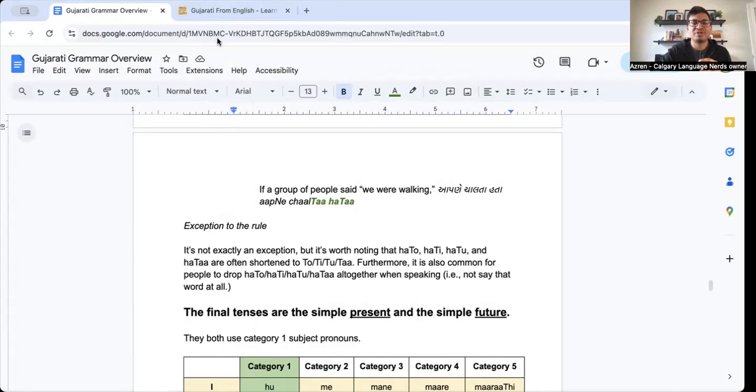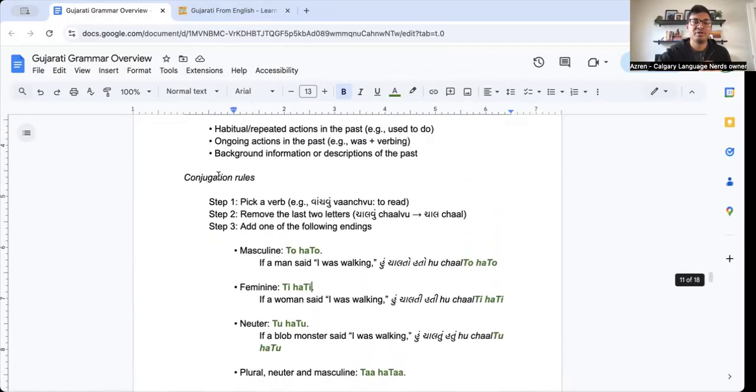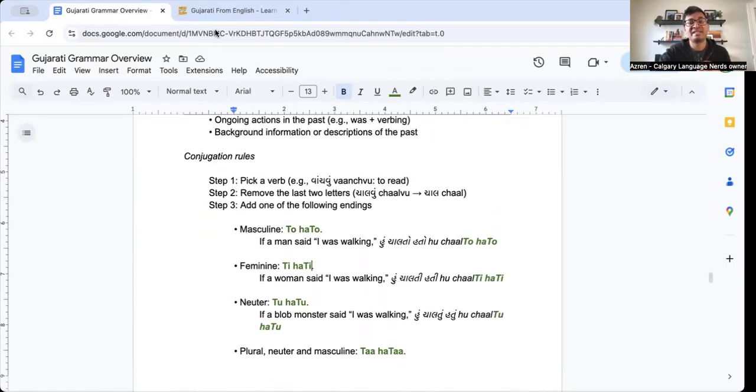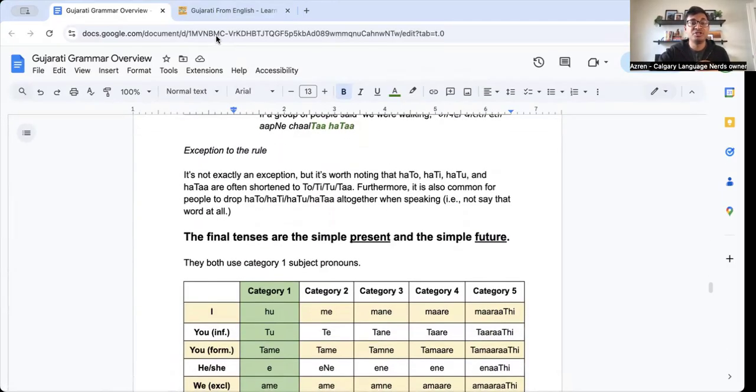It's not really an exception to the rule, but it's worth noting that the words hato, hati, hatu, and hatta are often shortened to to, ti, tu, ta. So for example, hu chalto hato might sound like hu chal toto. Hu chalti hati might sound like hu chalti ti. Hu chaltu hatu might sound like hu chaltu tu. Ame chalta hatta might sound like ame chaltata. We drop that ha, which is very common in the Gujarati language. We do drop the letter ha very frequently in Gujarati.